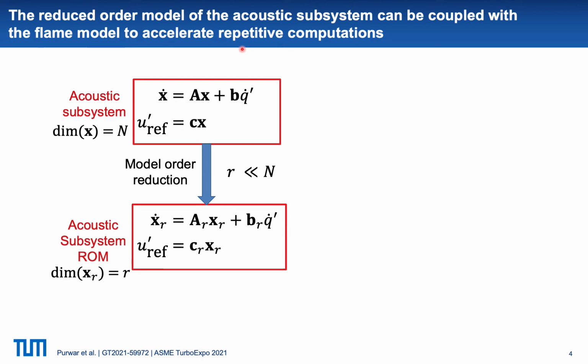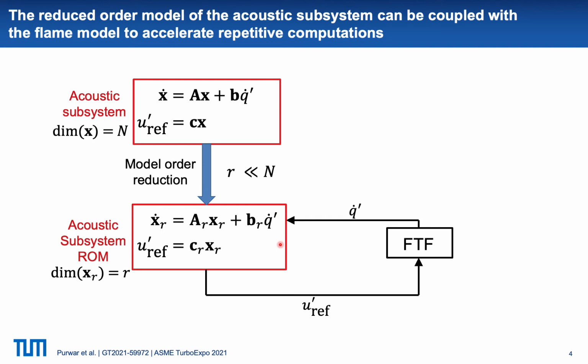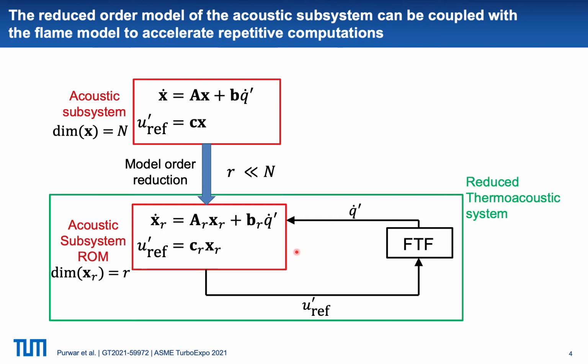Therefore, to reduce the computational expense, we can perform model order reduction on the acoustic subsystem, which reduces its dimension, and then couple it with the FTF to build the reduced thermoacoustic system. One can compute the eigenvalues and eigenvectors of this reduced thermoacoustic system at reduced cost, as this system can be much smaller than the original full thermoacoustic system. Therefore, repeated computations with different realizations of the flame model can be done at a fraction of the cost.